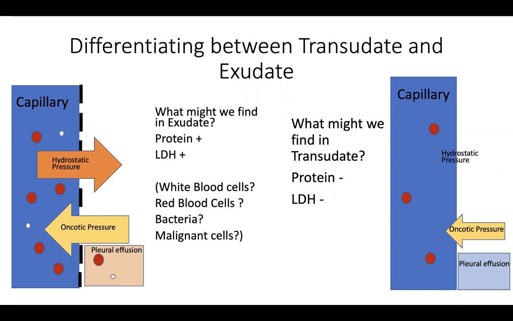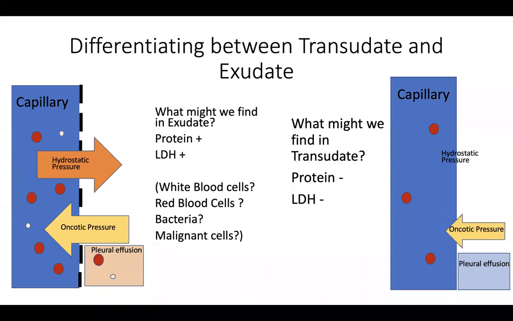Exudate, I think leaky, so I think protein. I then think, okay, local factors, and is there cell death going on? More likely to have LDH. And then you also think about, is there going to be other stuff? Exudates are messy, that's how I think about them. So it might be white blood cells, there might be red blood cells, it might be bacteria, might even be malignant cells. With an exudate, you really need to be knowing what the cause is, particularly.